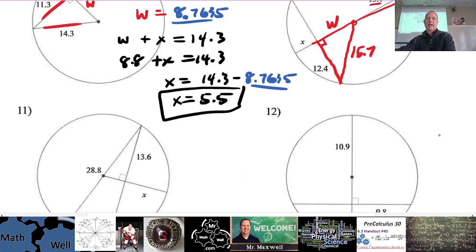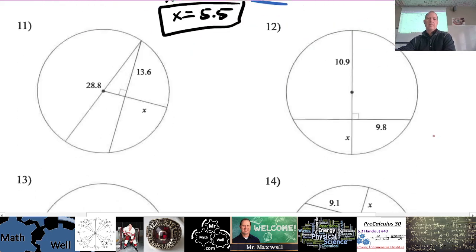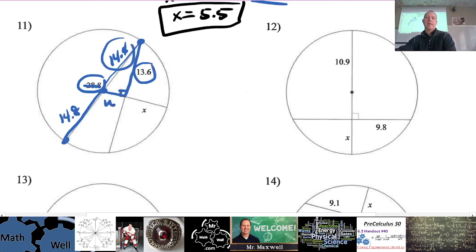Okay, so just for sake of time, was there any other questions that you thought looked a little different that were pretty tough, or maybe 11? Let's take a look at 11. This is 28.8. Do you see that that's a diameter? I think that's a diameter there, right? So that means that half of that, or 14.4, would be the radius. So you can think about it like that. And then we have a right triangle. I have this side, I have this side. I can find W again, and so on.